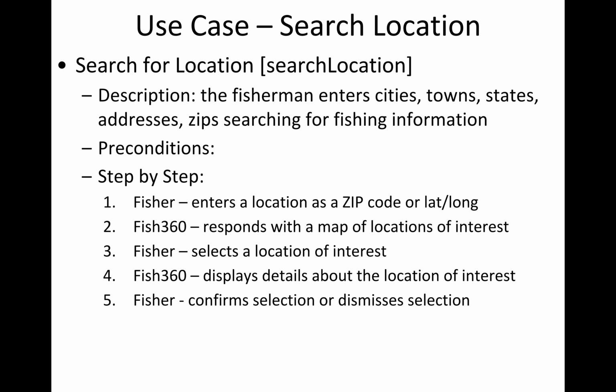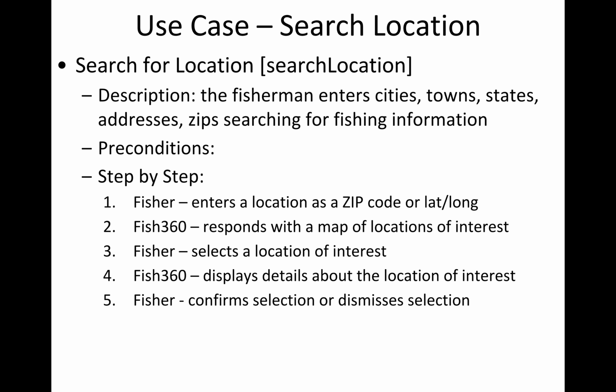So here's a particular use case: search for a location. Perhaps it has a canonical name, search location, perhaps even an ID that can be used to track this later on when you're actually implementing this. Short description: the fisherman enters cities, towns, states, addresses, or zips, searching for fishing information. Steps: the actor enters the location as a zip code. The system responds with a map, maybe a Google map.